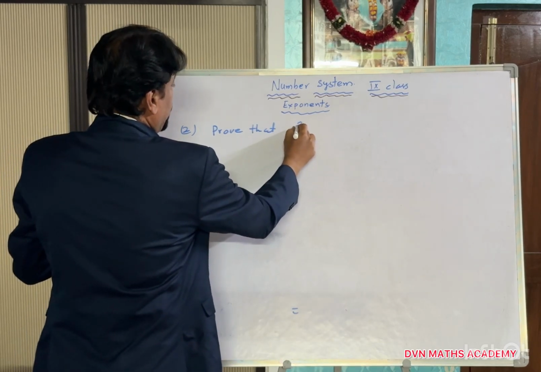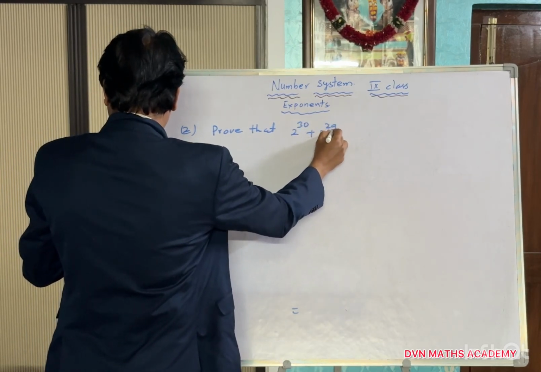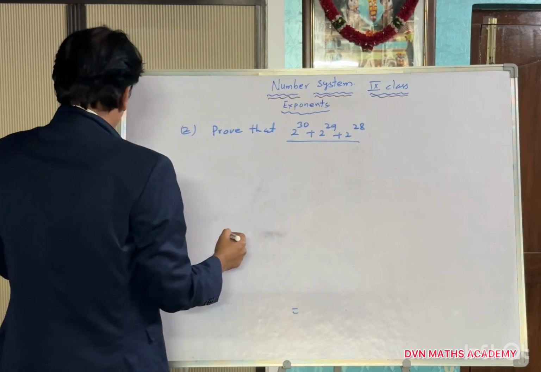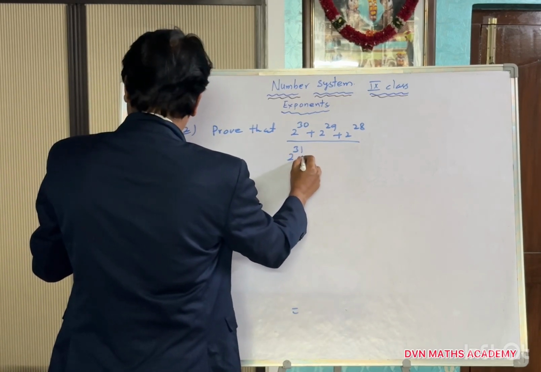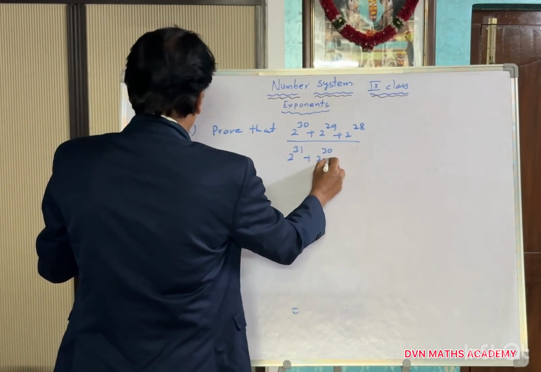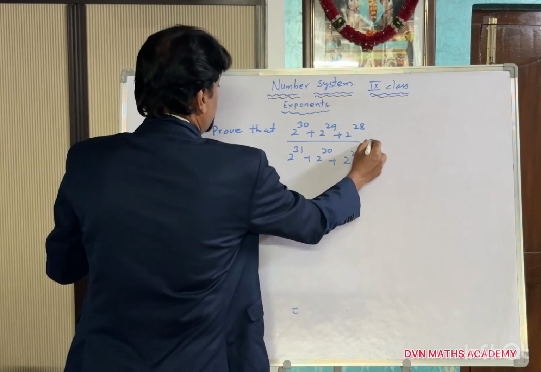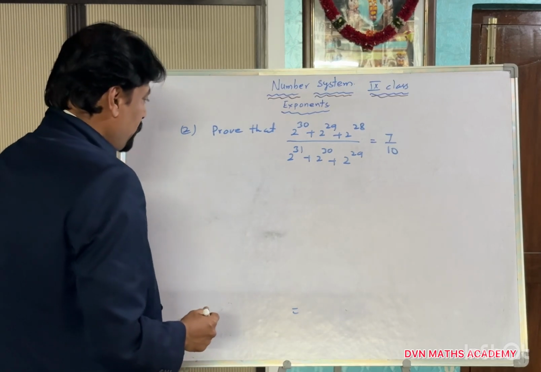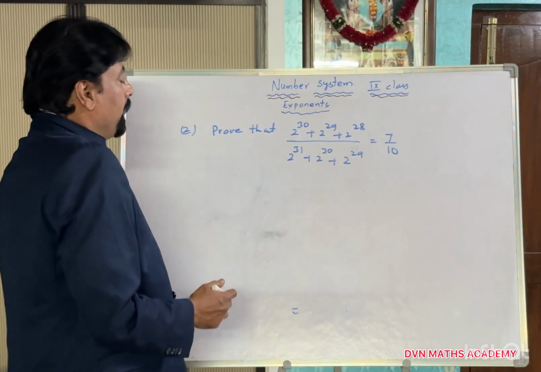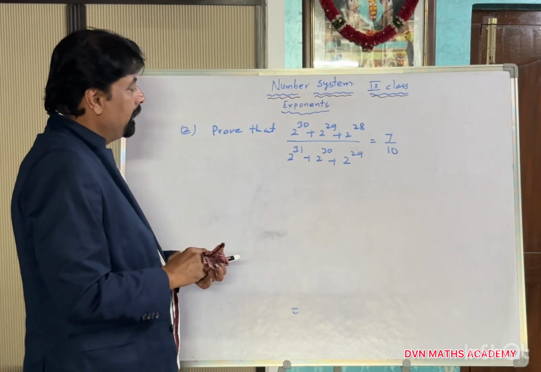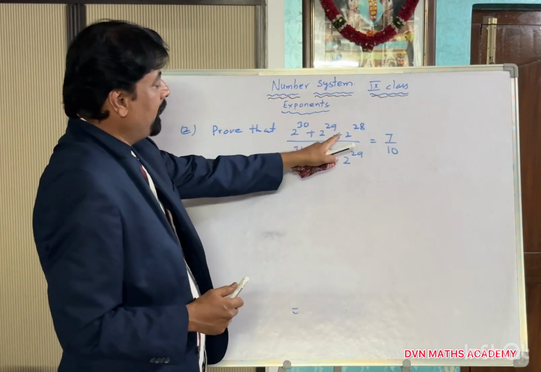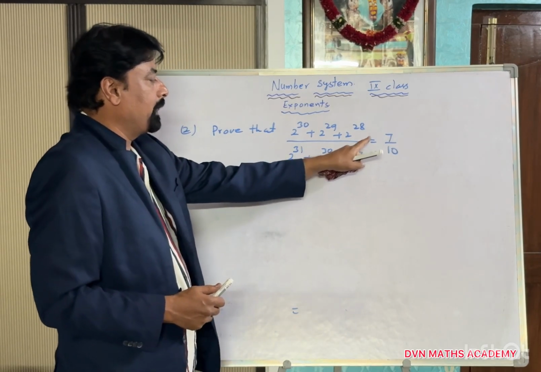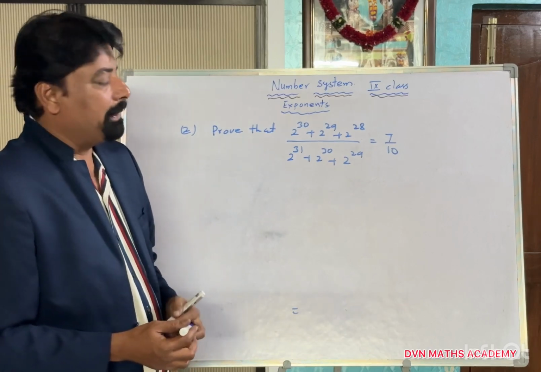2 to the power of 30 plus 2 to the power of 29 plus 2 to the power of 28 by 2 to the power of 31 plus 2 to the power of 30 plus 2 to the power of 29 is equal to 7 by 10. This is my question. You see this question, you feel it is very hard, but this is a very simple question. Here, 2 to the power of 30 plus 2 to the power of 29 plus 2 to the power of 28 by 2 to the power of 31 plus 2 to the power of 30 plus 2 to the power of 29 is equal to 7 by 10, which you want to prove.